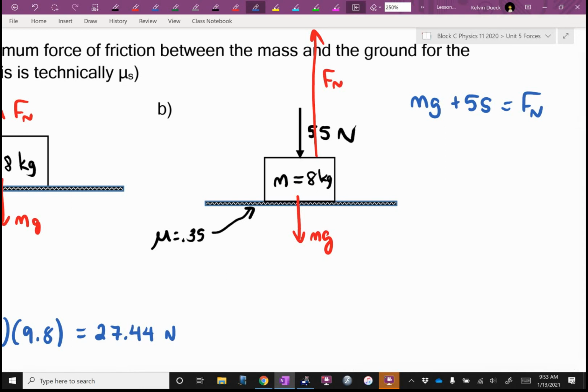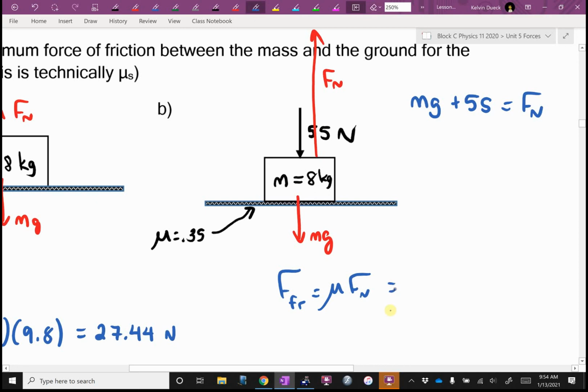You know what normal force is, Hannah? mg plus 55. Has to be. That's not what they wanted me to find. They wanted me to find friction. So let's start out again. Friction is mu times the normal force. I don't know the normal force, but wait a minute. I have an expression for the normal force. What can I replace the normal force with? mg plus 55. Wherever I see the normal force, what can I write instead?